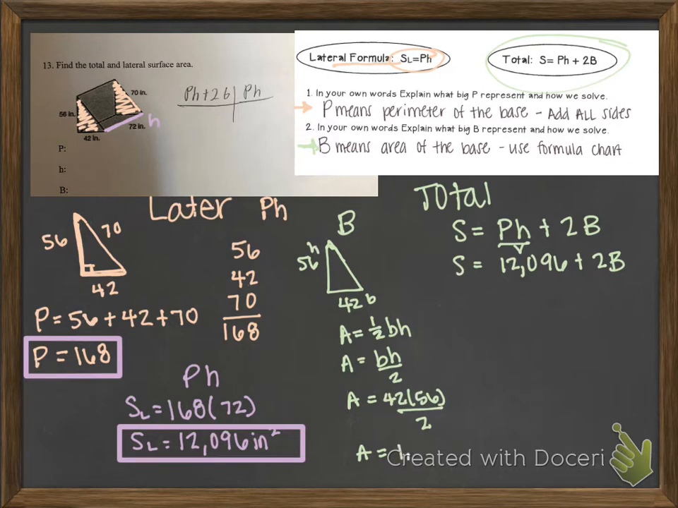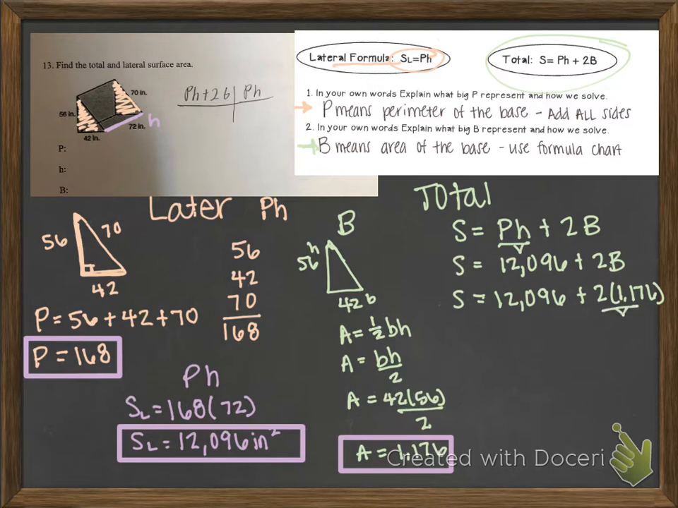Okay, so that was 1,176. So that is the area of the base. So that's your big B. So now you can plug in surface area equals 12,096 plus 2 times 1,176. So order of operations tells you to do this first. Well, we just divided it by 2, which means if I multiply it by 2, you're going to get the same number. That's the funny thing about triangles. So that should be 2,352. And then you add these two together for your total surface area.